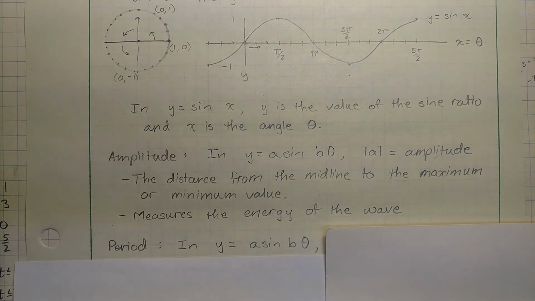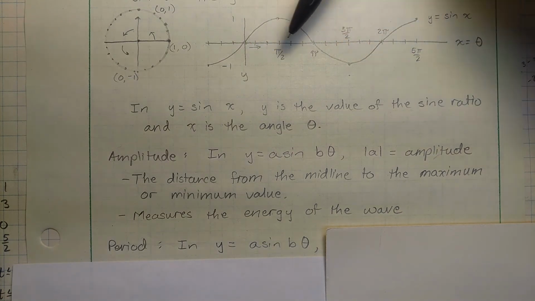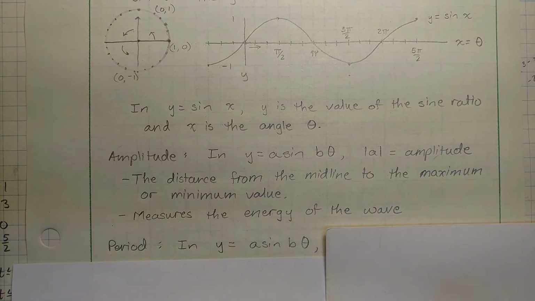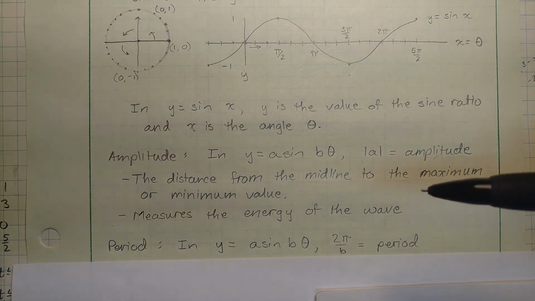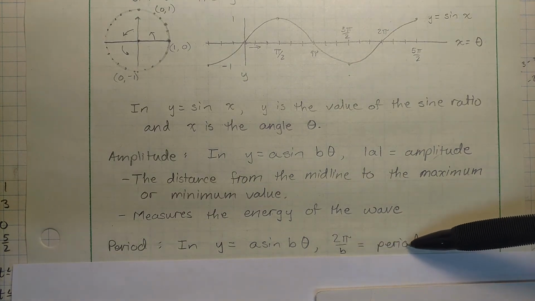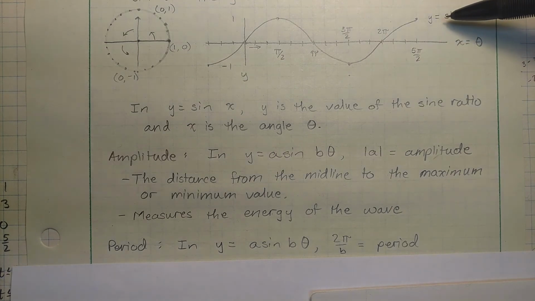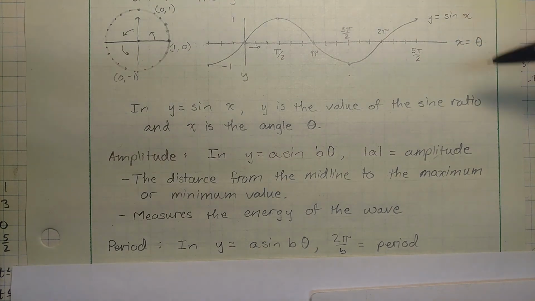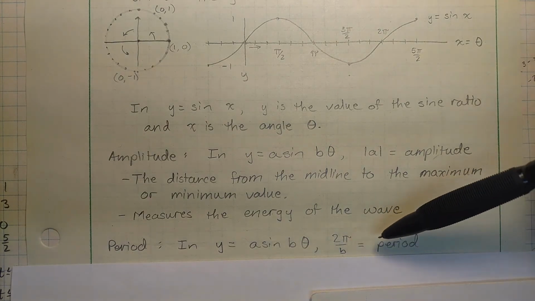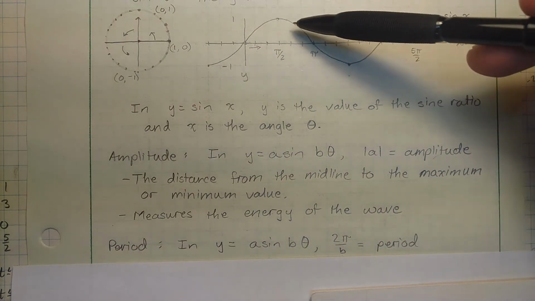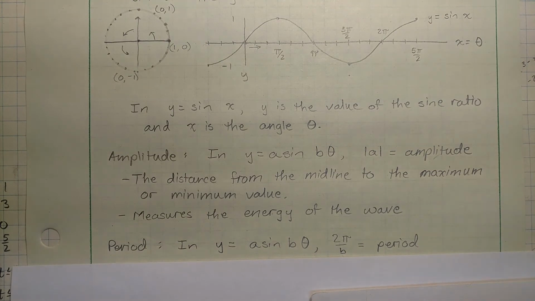Well, in this equation, the way that we find the period is we have to use this B, because the period is affected by the horizontal stretching or shrinking, so it's affected by B. So if we take 2 pi and divide it by B, we get the period. So in this equation up here, y was equal to sine of x. Well, the B is 1. So if I take 2 pi divided by 1, I would get 2 pi. So this one had a period of 2 pi.